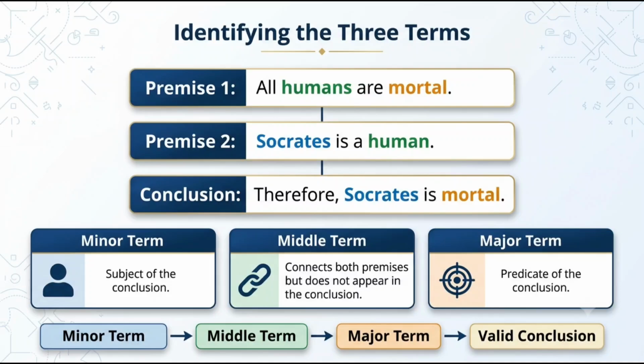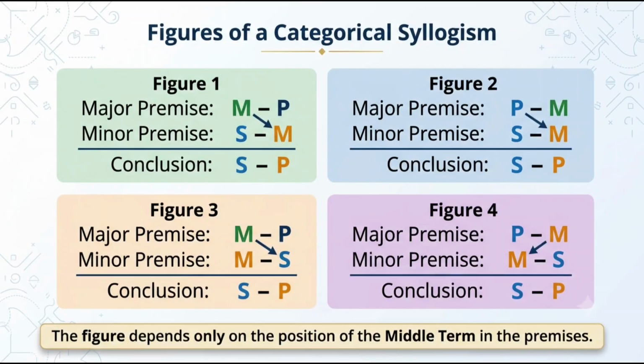The middle term connects the premises. The figure of a syllogism depends on the position of the middle term in the two premises. There are four figures and each has a different arrangement. The figure affects how the argument is analyzed.